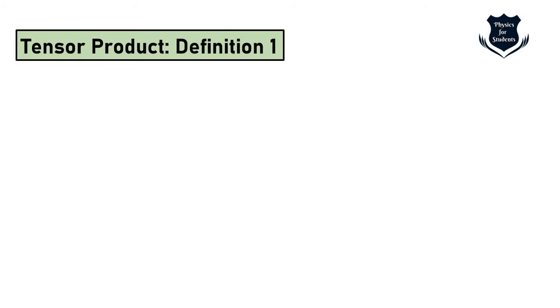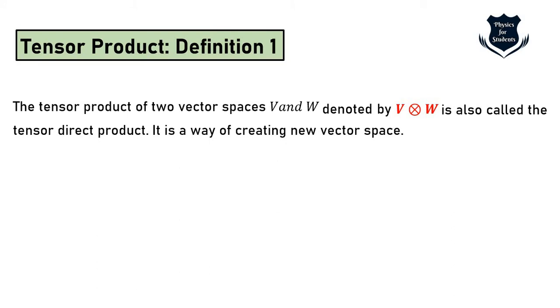First, we need to look at the definition of a tensor product. The tensor product of two vector spaces V and W, denoted by V multiplied by W, is also called the tensor direct product. It is a way of creating a new vector space. Just note that we will maintain this convention of taking two vector spaces as V and W, and as you see on the right-hand side of your screen, V multiplied by W is noted in red because this is the notation we are going to use. This multiplication sign with a circle around it is called the tensor product. So this is a new way of constructing new vector spaces.